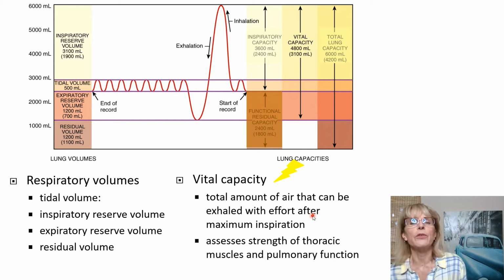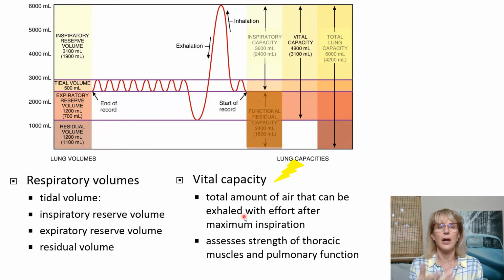So this is a graph of what things might look like. Let's imagine you're just inhaling and exhaling quietly while you're watching this video. Inhale, exhale, inhale, exhale, inhale, exhale, tidal volume, right? So here you are, you're doing tidal volume, and I go, quick, inhale as much as you can. You could inhale all the way up to there. The difference between what you normally would inhale and how much you could if you wanted to, that is called the inspiratory reserve volume. All right?